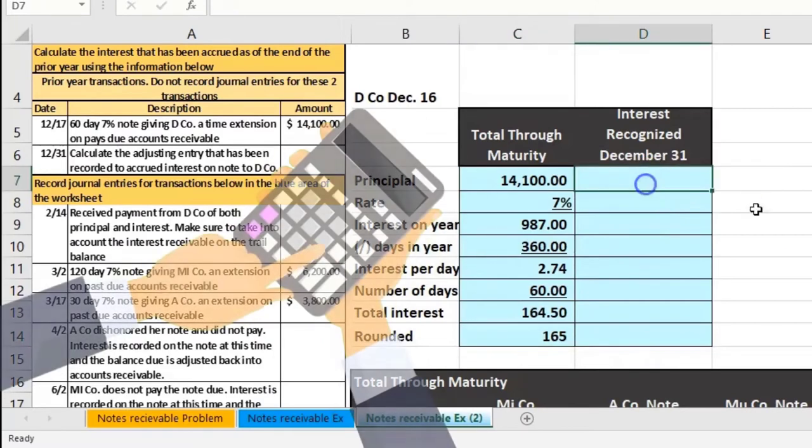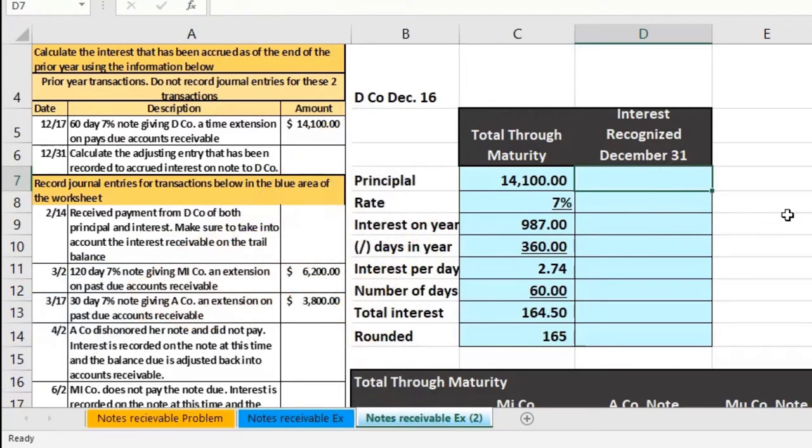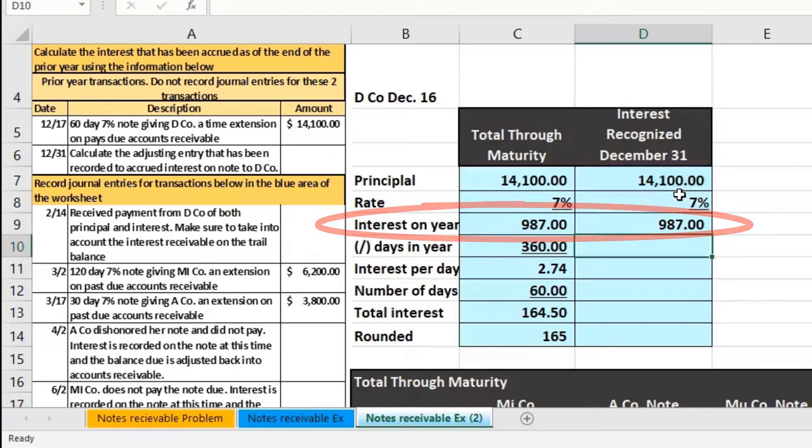So let's do the same calculation one more time, but now just calculate till the end of the year. It's going to start off the same, 14,100 times 7%. This would be interest for a year, remember. This cell, which is D7 times the 7%, gives us the interest, but that's interest for the entire year. We're only looking for like half a month.